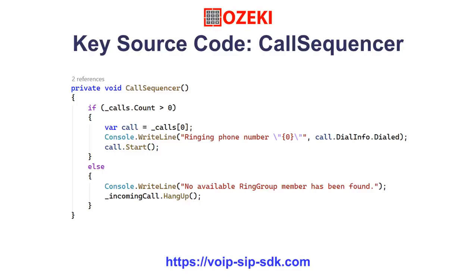The core of the ring one by one strategy is the CallSequencer method, which starts a call to only the first member left in the list or hangs up the incoming call if no members remain. Every time a member is removed from the list, whether because they answered or because they were busy, calling this method again naturally picks up whichever member is now first, producing the one at a time dialing order.